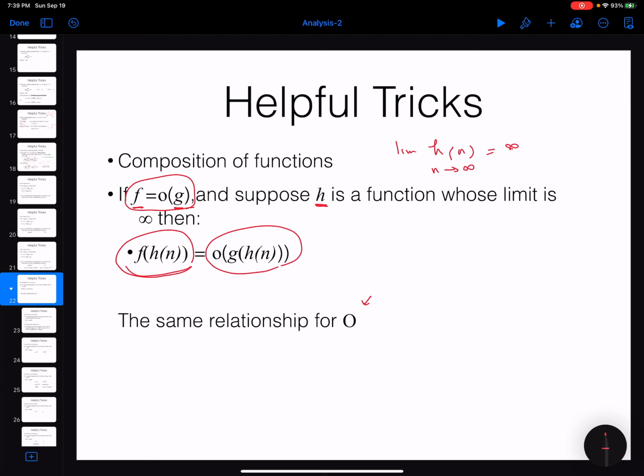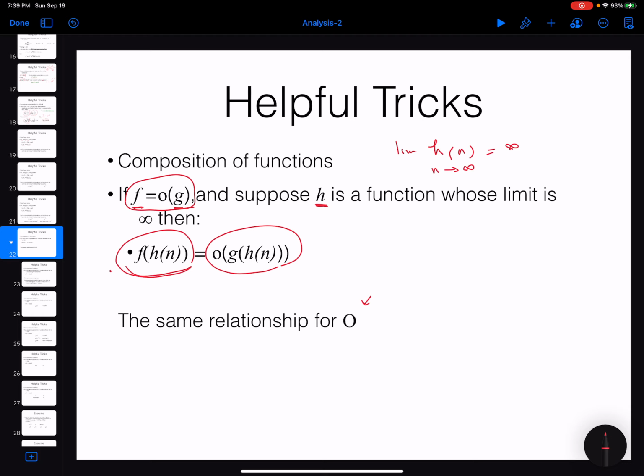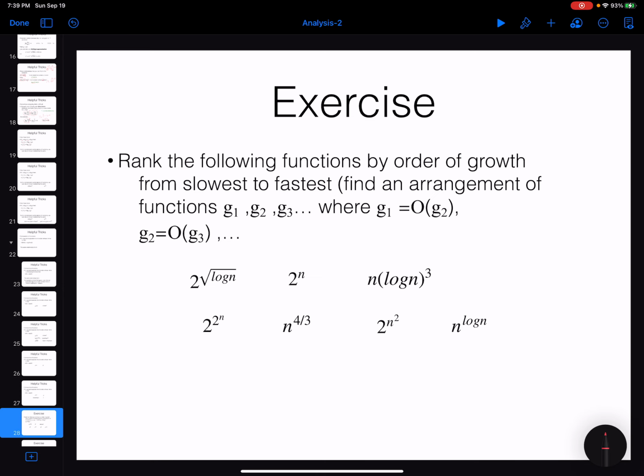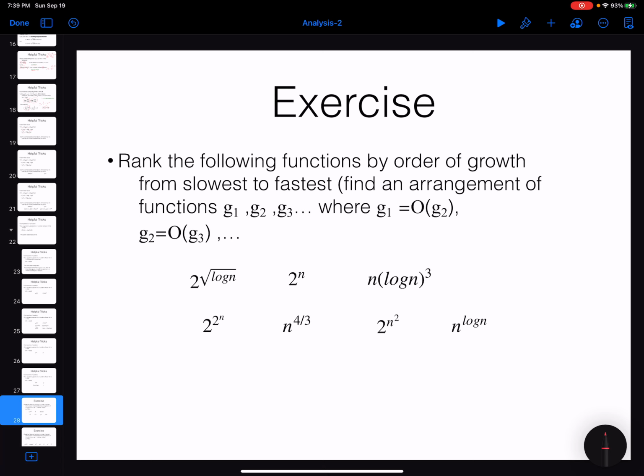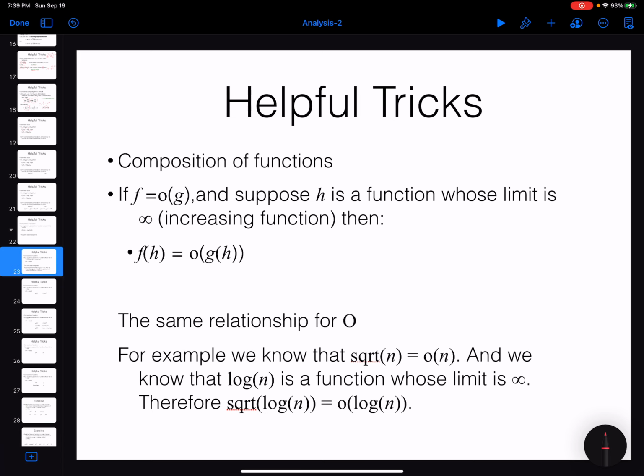This one, I'm going to use to solve some of the exercises that we discussed before. I'm going to solve all of this at the end. Let me see if there is anything else.